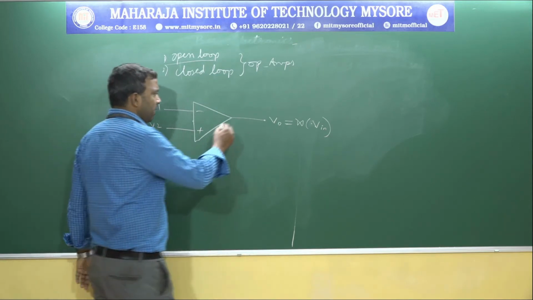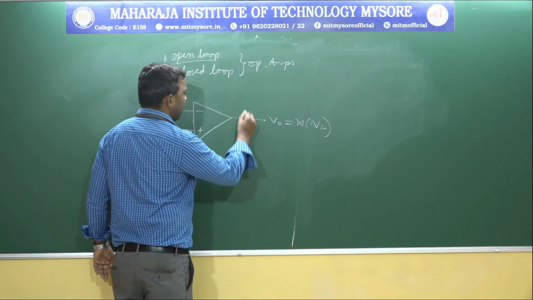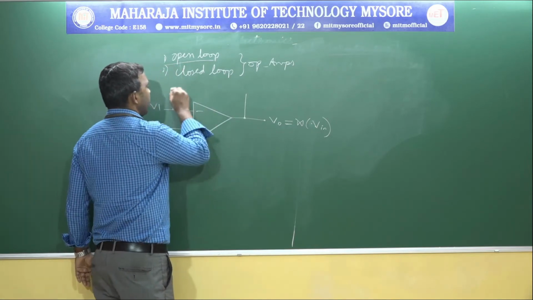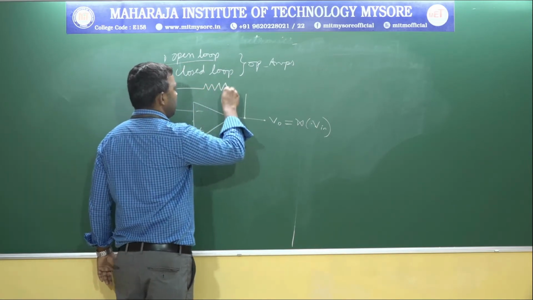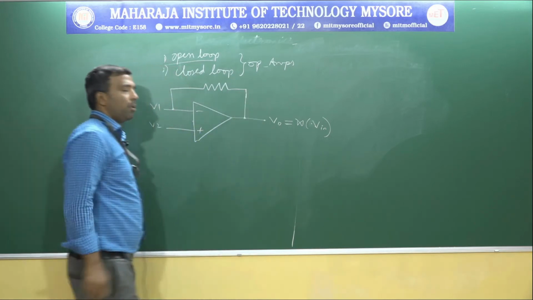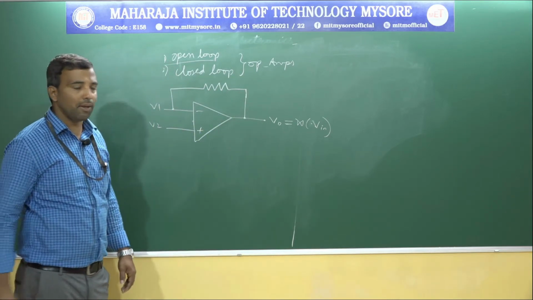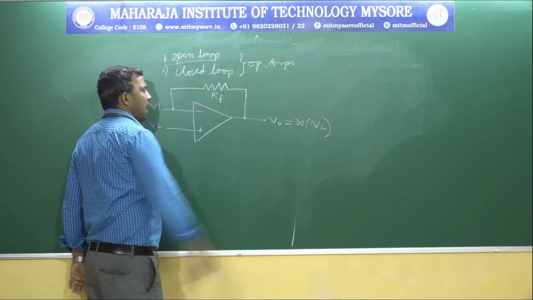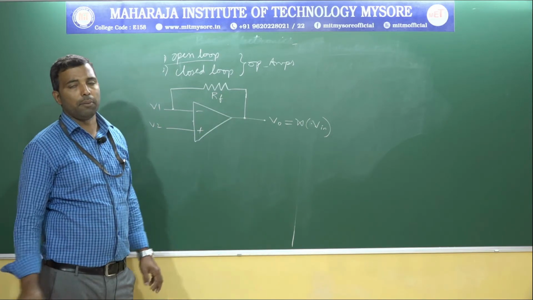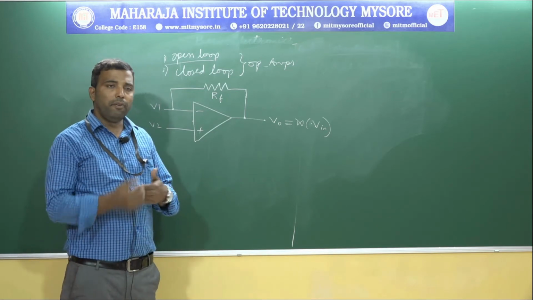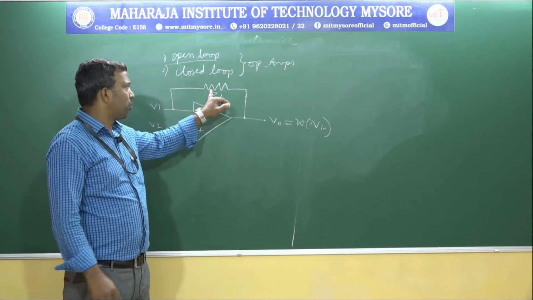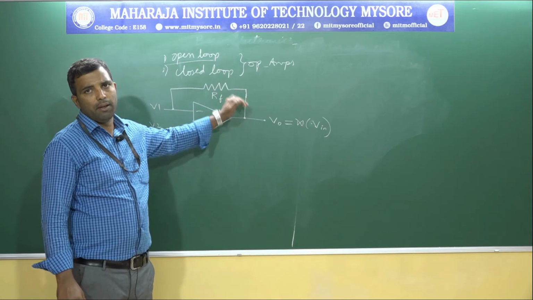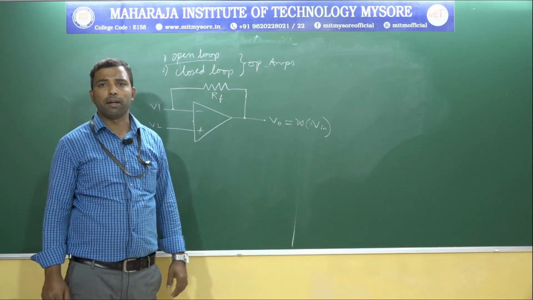Here there is a connection from the output side to the input side with the help of a resistance or a capacitance. We call this the feedback resistance, RF. RF is nothing but the feedback resistance. The feedback operation is controlled by this resistor, hence the name feedback resistor.